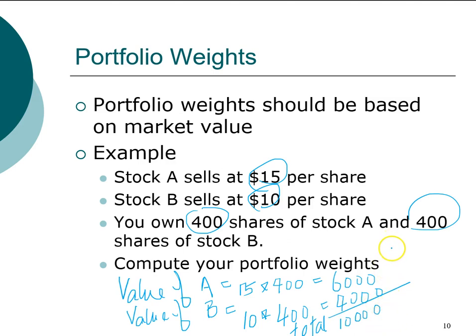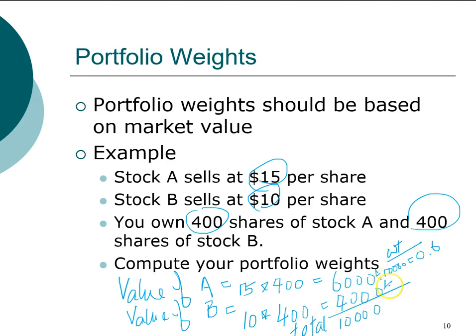And to compute the weight for stock A, we'll take the $6,000 divided by the total. So the total is $10,000. So the weight on stock A is 60%. So what that means is you have $10,000 invested. Out of that, $6,000 is invested in stock A. So 60% of your money is in stock A.